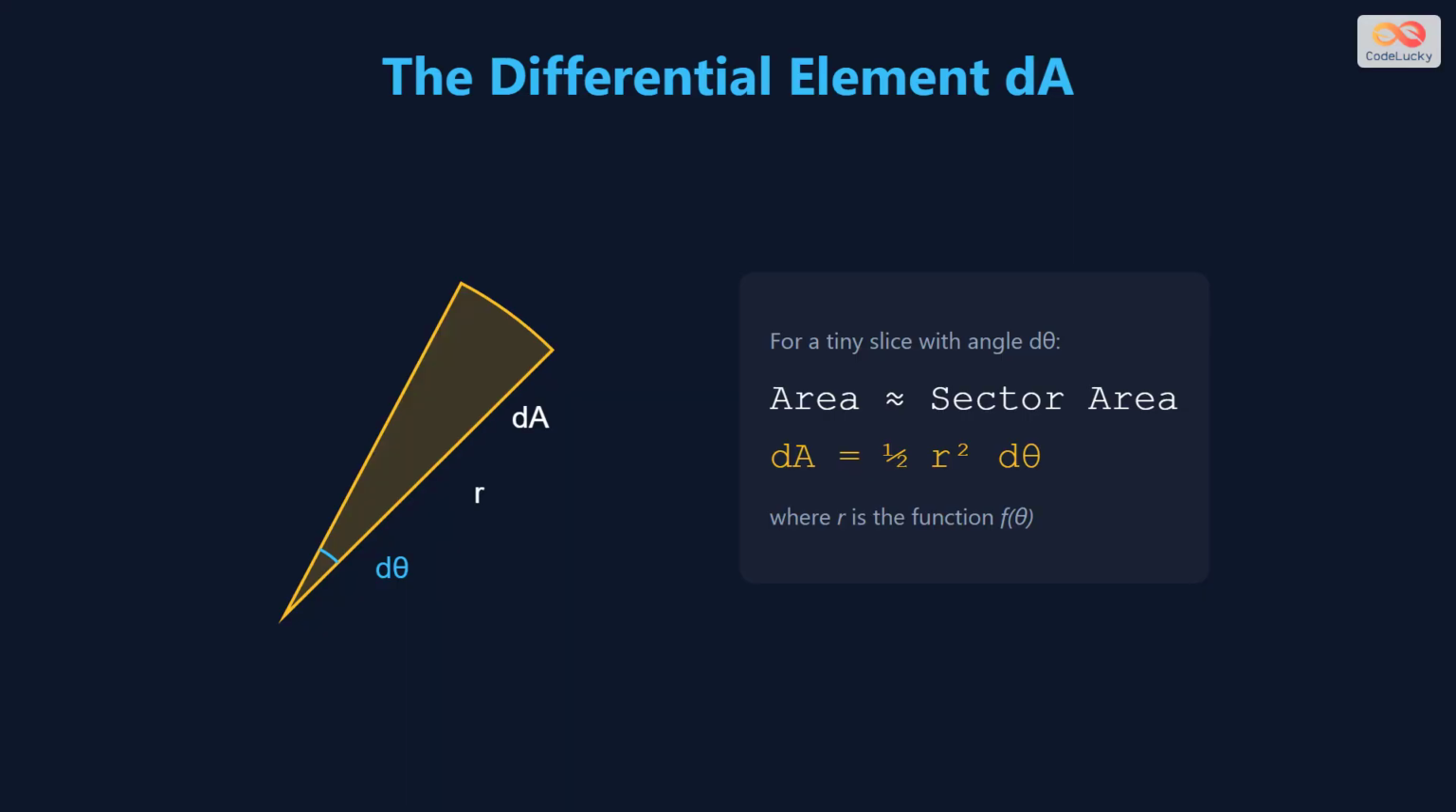Let us zoom in on a single tiny wedge. If the angle change d theta is very small, we can treat this slice as a perfect circular sector with radius r. Therefore, the differential area element, dA, is approximately 1/2 r² d theta.